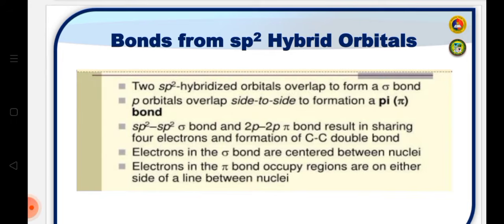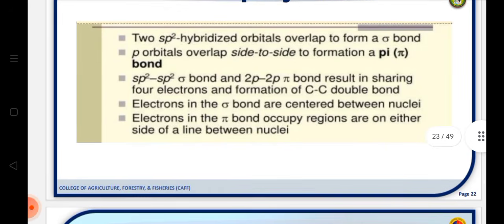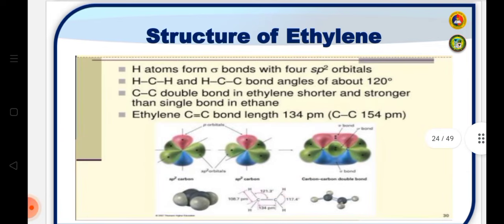So electrons in the sigma bond are centered between nuclei, and electrons in the pi bond occupy regions on either side of a line between nuclei. So this means that a pi bond or a double bond will form when unhybridized p orbitals overlap side by side. Okay, so double bond is equal to 1 sigma plus 1 pi. Kung sa Bisaya pa kaning pi bond, mura siya og extra lock. Okay, extra lock nga nagpadugang og ligons ato ang double bond.